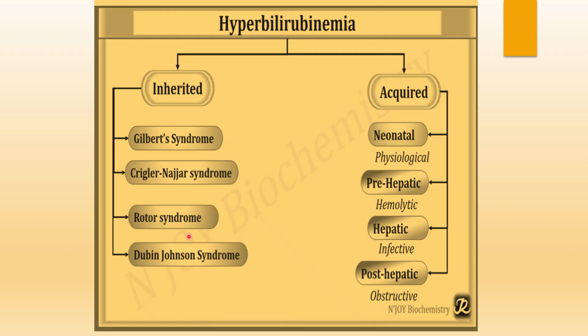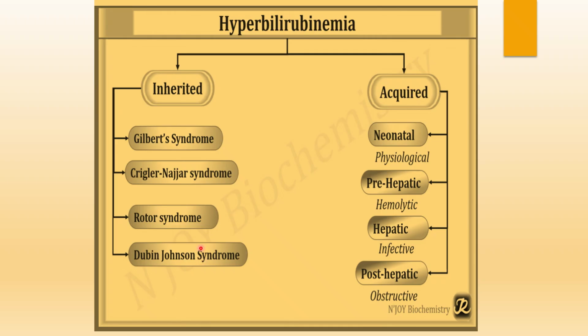Third is Rotor syndrome. Before Rotor syndrome, we will discuss Dubin-Johnson syndrome. I have already discussed it; it is known as black liver jaundice, associated with defective excretion of conjugated bilirubin. So conjugated bilirubin in the blood is increased. The disease results from defective ATP-dependent organic anion transport in bile canaliculi. Already discussed this. That condition is known as black liver jaundice because of severe accumulation of pigment in the liver.